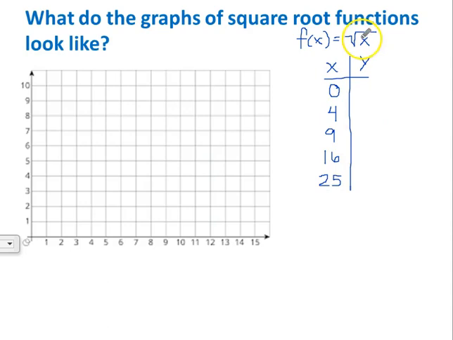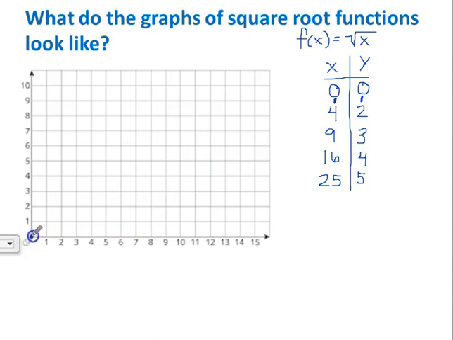So if I plug in 0 for X, what's the square root of 0? 0. What is the square root of 4? It's 2. What's the square root of 9? If I plug in 9 for X, the square root of 9 is 3. If I plug in 16 for X, the square root of 16 is 4. Oops, I forgot to do 1. I'm going to squeeze in 1 there. What's the square root of 1? It's 1.